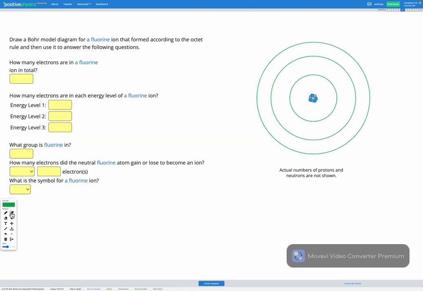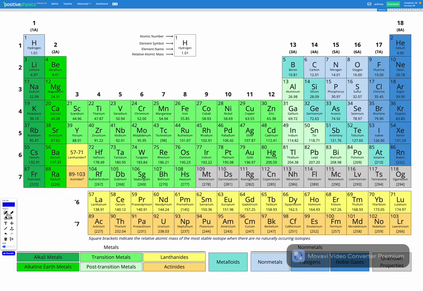In this question, we're being asked to draw a Bohr model diagram for a fluorine ion that formed according to the octet rule. Okay, so to figure this out, first let's figure out how many electrons are in a fluorine atom. So let's go and check that. So we're going to find fluorine, and here's fluorine over here. Fluorine has atomic number 9, which means it has 9 protons in it. And so a fluorine atom would have 9 electrons.